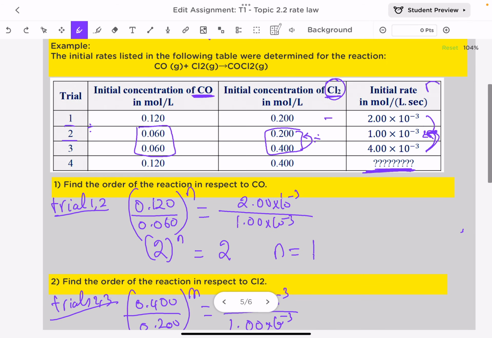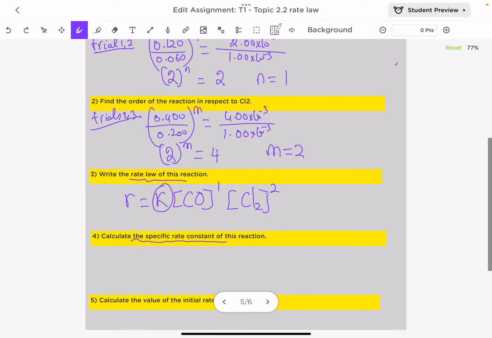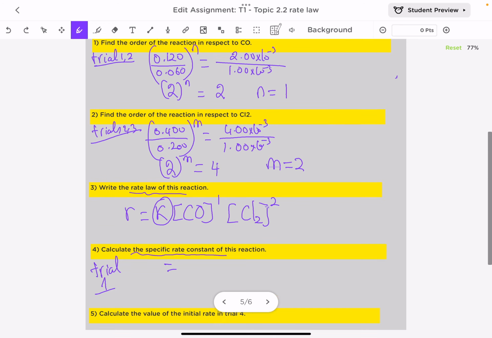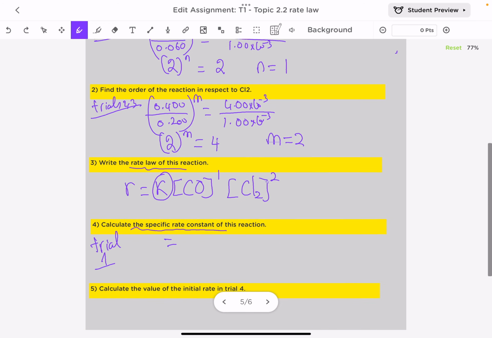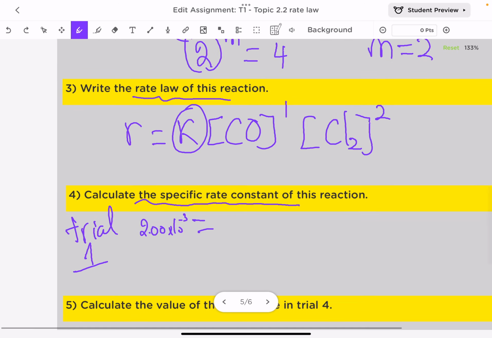Here, you can choose any trial 1, 2, or 3, not the 4, because I don't have R. So I need any of those trials, 1, 2, or 3, in order to substitute and calculate K. So let's say I'm going to take trial 1. Now in the table, let me just write the value of R from the table. It's 2 times 10 to the power negative 3.